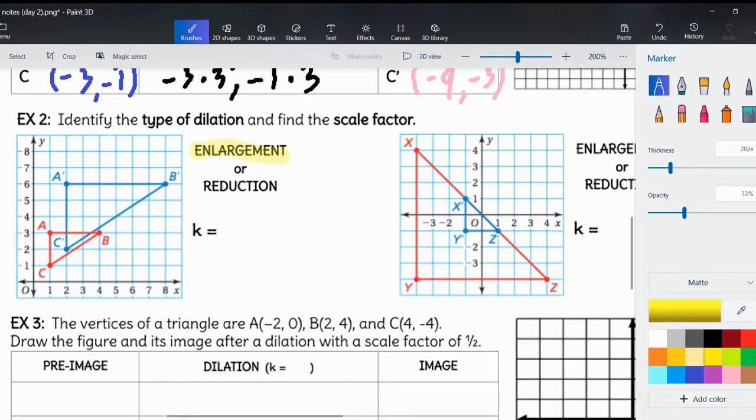And our K value is what we're going to have to figure out. So what I'm going to do is I'm just going to count this left side. So this left side's 1, 2, 3, 4 on the image and only 2 on the pre-image. So from 2 to 4, how much did we have to multiply by? We had to multiply by 2. We had to double it. So K would have to equal 2 there.